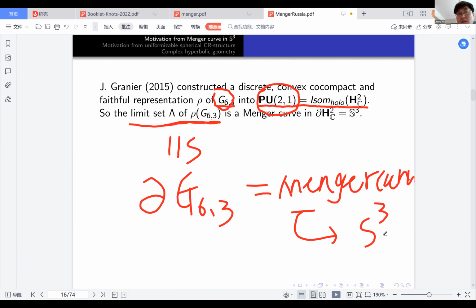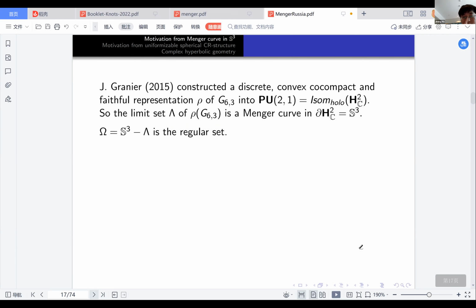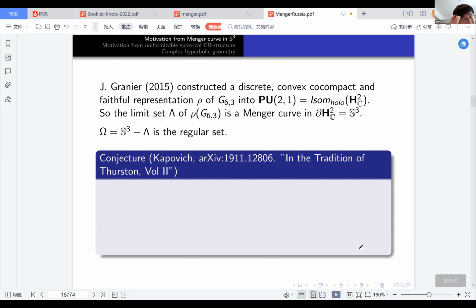Then we want to know what we can say about the embedding, right? Okay, this is what we will study. Very interesting. So it is a conjecture by Misha Kapovich from 2 years ago.